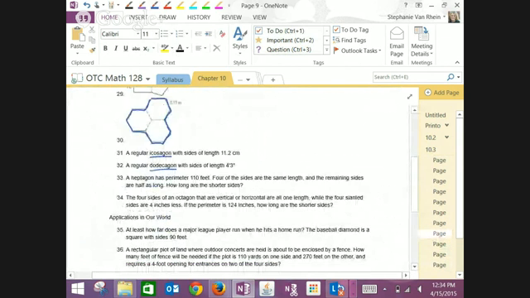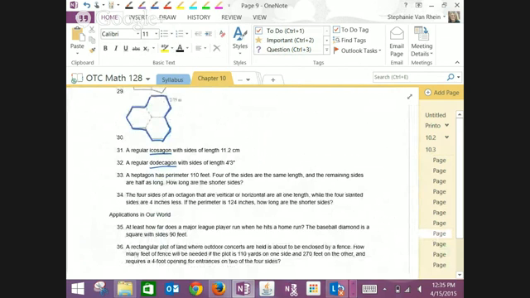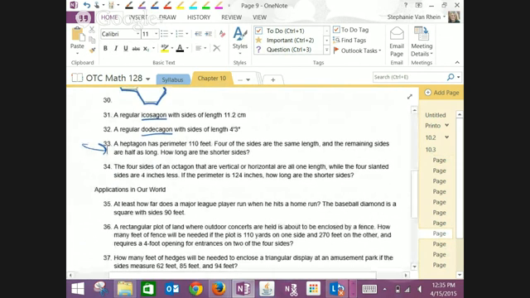Any other questions? Heptagon has a perimeter of 110 feet. 4 sides are the same length. The remaining sides are half as long. How long are the shorter sides? So that's setting you up kind of for an algebra problem.